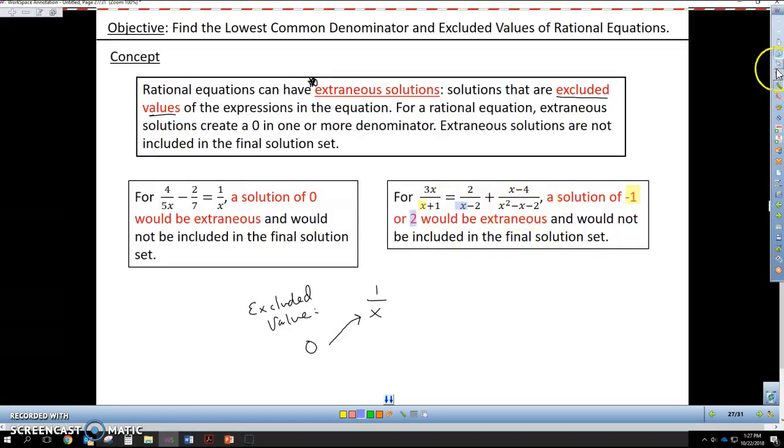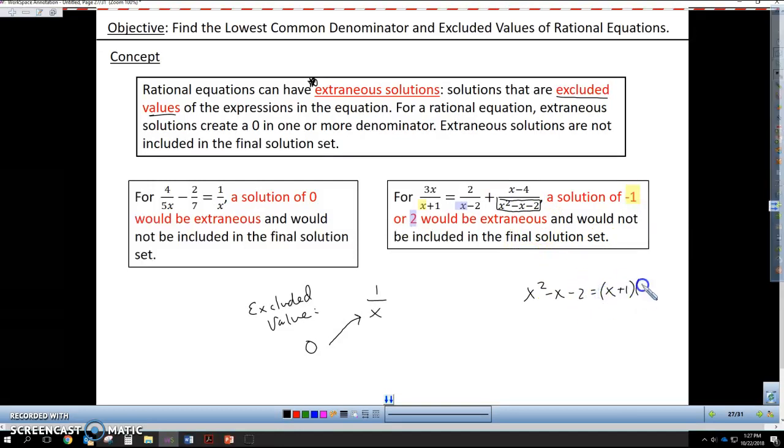And then this trinomial here, we saw this in prior knowledge, x squared minus x minus 2 is equal to x plus 1 times x minus 2. So lo and behold, if I plug in negative 1 or 2 for x, then this whole denominator goes to 0. Okay? So that's what an excluded value is. An excluded value is a value that makes the denominator go to 0.